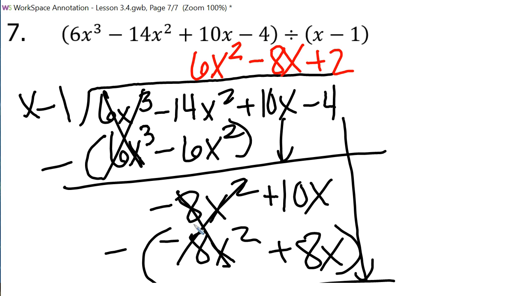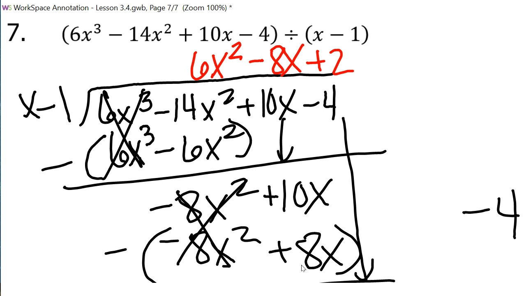Multiply it, so what's 2 times x? 2x. What's 2 times negative 1? Negative 2. Both of these need to be subtracted, so what is 2x minus 2x? 0. And what's negative 4 minus negative 2? Negative 4 minus negative 2. What happens when you subtract the negative? Changes to added, so it's negative 4 plus 2.